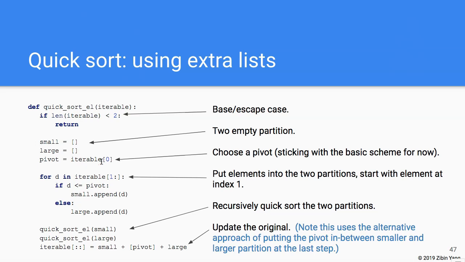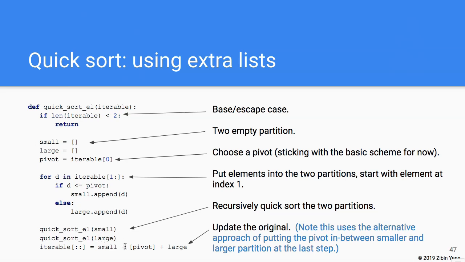And then, as we said, we pick a pivot, and in this case, let's stick with the basic and just pick the first element as the pivot. Then we go through the rest of the elements in the input, and if an element is smaller than the pivot or equal to the pivot, in this case, we'll just put it into the smaller list. Otherwise, if it's bigger than the pivot, then we put it in the bigger list. And then we recursively sort the smaller list and the bigger list.